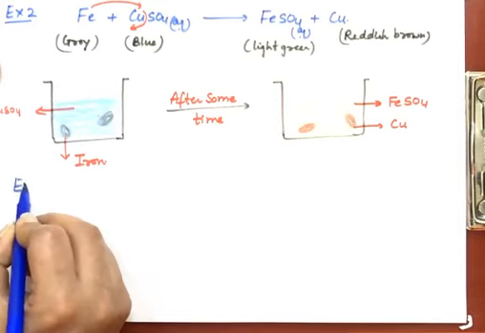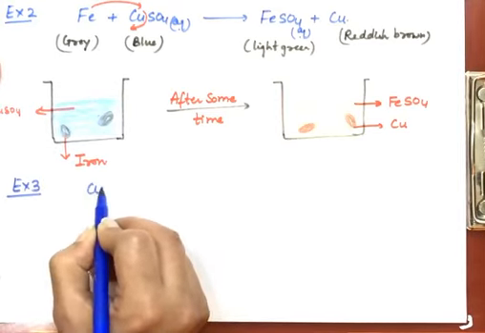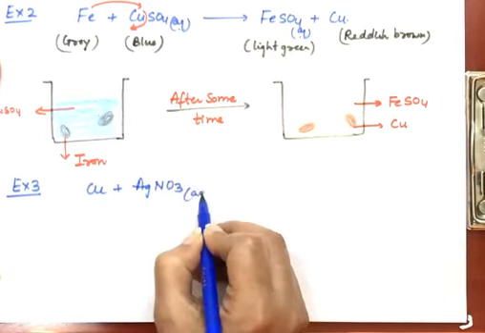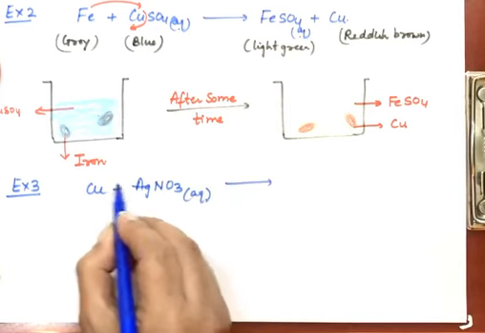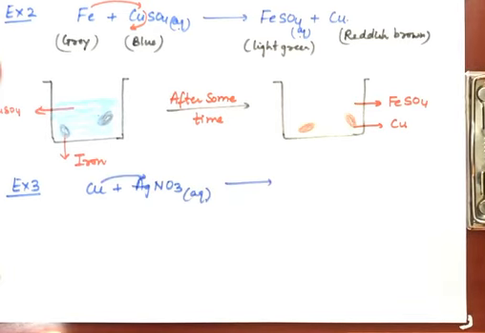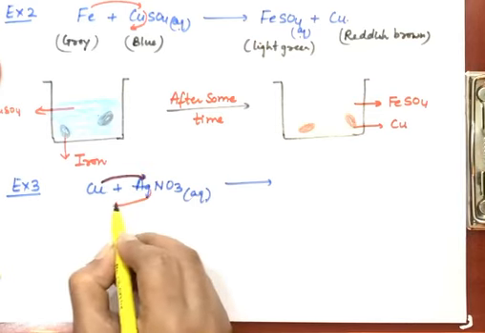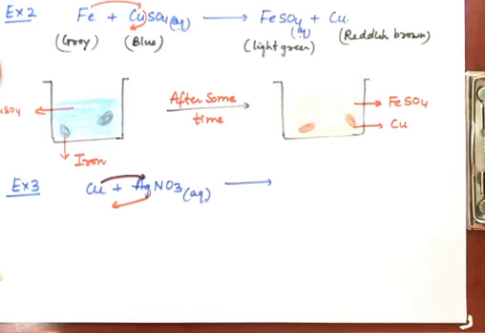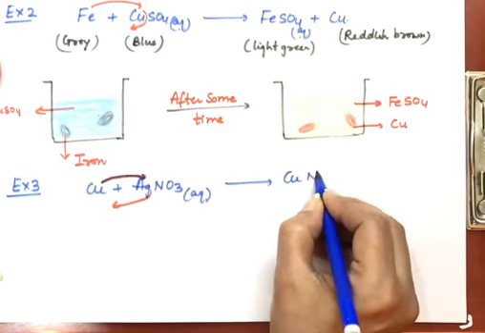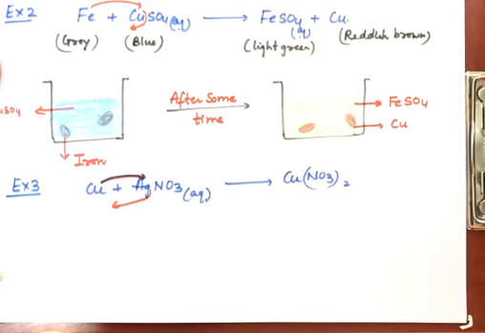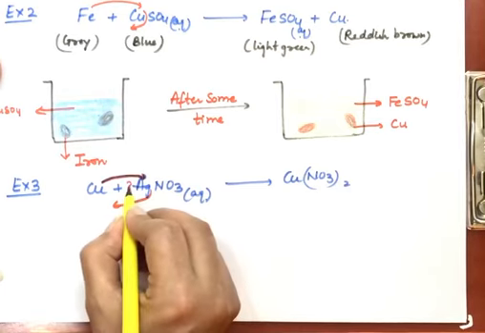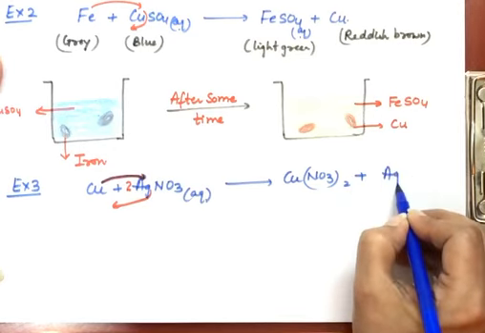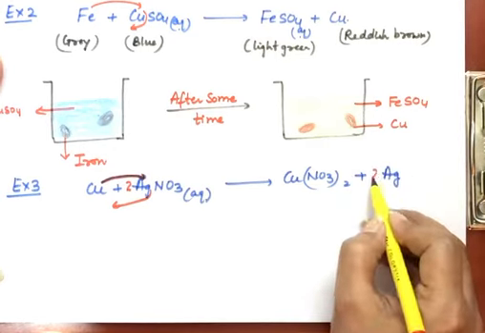Now one more example to understand this: if we take copper and react it with silver nitrate solution. In this case, again copper is more reactive than silver, so it will displace the silver, and this will become copper nitrate, and silver will come out from this. Copper nitrate formula is Cu(NO3)2. So to balance this equation, this has to be 2AgNO3. Along with copper nitrate, we are getting silver. So to balance the silver, we have 2 here.